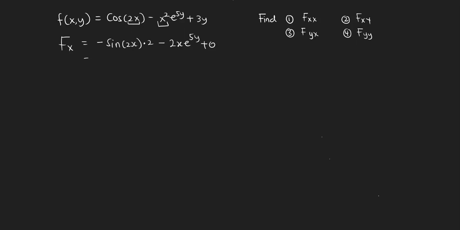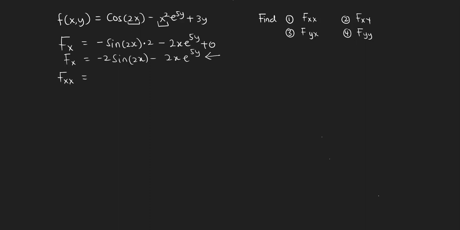So now let's rewrite this. I'm going to have f sub x equal to minus 2 multiplying sine of 2x, minus 2x e to the power 5y. So now that's f_x. Now you can find f_xx, which is the second partial derivative of the function with respect to x. You're going to differentiate this function with respect to x. So let's look at that. That gives us f_xx.